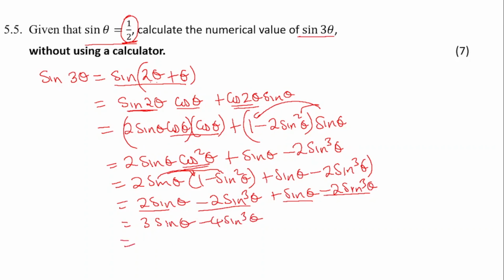Now where there is sine theta, we can put 1/2, so it's 3 times 1/2 minus 4, and then 1/2 cubed. Right, and then what do we get? We get 3/2, and then minus, this is like 1/8, which is like 1/2, so it becomes 2/2, which is equal to 1.